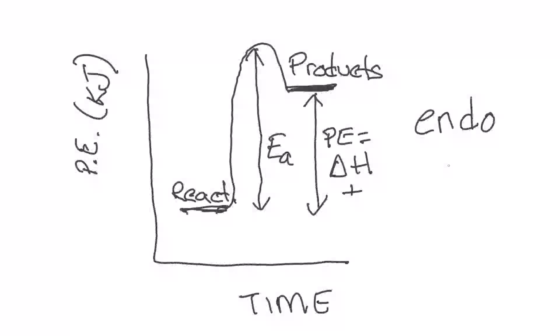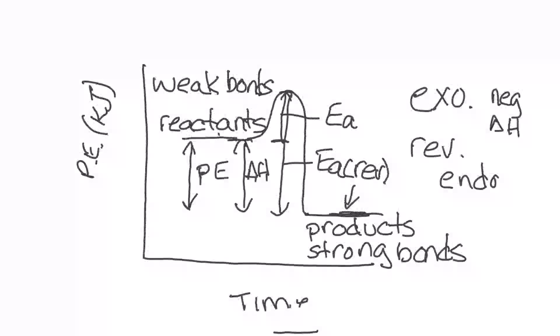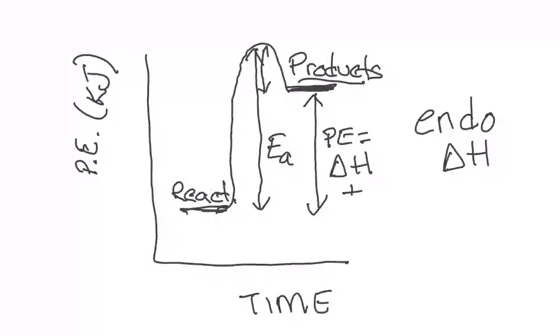And this, we have a positive delta H. Now once again, if I did this in reverse, and some reactions can go both directions, I would start with the reactants now over here, and I would have a small activation energy for the reverse reaction, and it would go down to low potential energy, and that in reverse is an exothermic reaction, which I could write more like this first one. All right, so these are just ways that we can describe what's really going on in a chemical reaction.